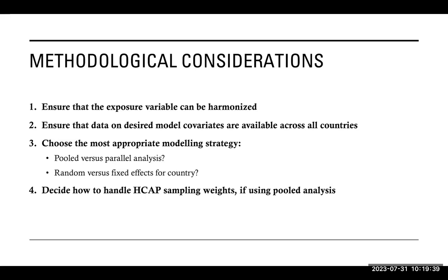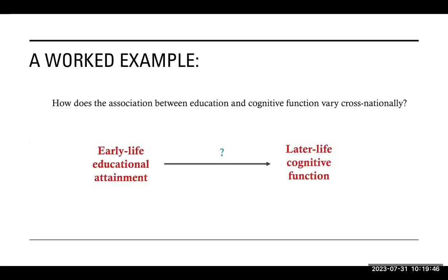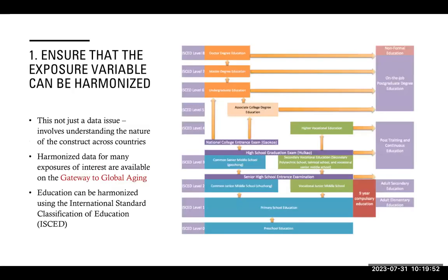There's a couple of decision points here, and we'll get into that, and then decide how to handle HCAP sampling weights. So our worked example: how does the association between education and later life cognitive function vary cross-nationally? So first, ensuring that the exposure variable can be harmonized. Like I said earlier, this is not just a data issue.